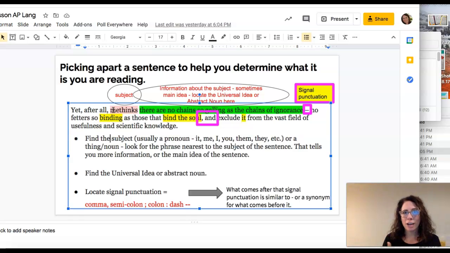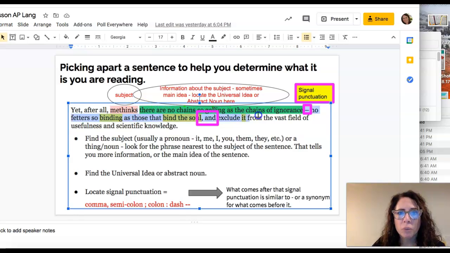So now we need to figure out what makes this sentence complex and what that complex sentence means by noticing everything that comes around, in this case, after the subject and the verb of I think. So she tells us what she thinks, and this is in the green, more information about the subject. The main idea is in here. Remember the universal idea, the abstract noun is in here, and active reading always means pulling out that universal idea, pulling out that abstract noun, right? And often that is the main idea.